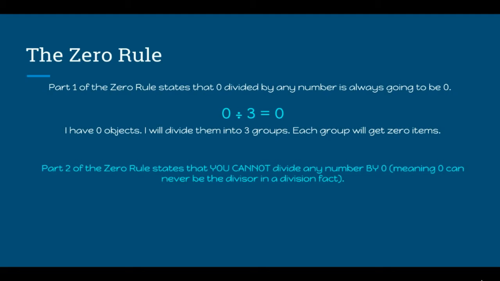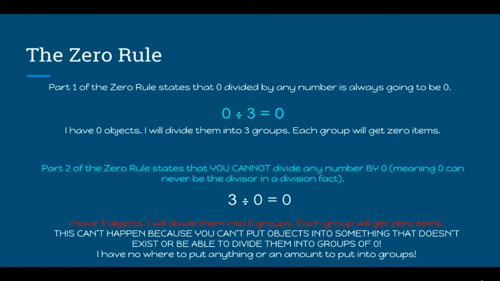Part 2 of the 0 rule states that you cannot divide any number by 0, meaning 0 can never be the divisor in a division fact. Take a look at our example. 3 divided by 0 equals 0. I have 3 objects. I will divide them into 0 groups. Each group will get 0 items. This can't happen because you can't put objects into something that doesn't exist or divide them into groups of 0. I have nowhere to put anything or an amount to put into groups, so it cannot happen.